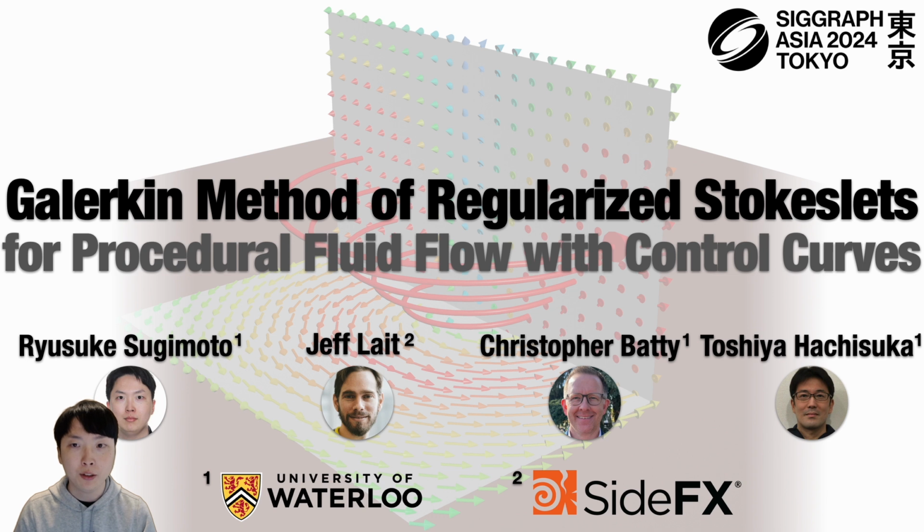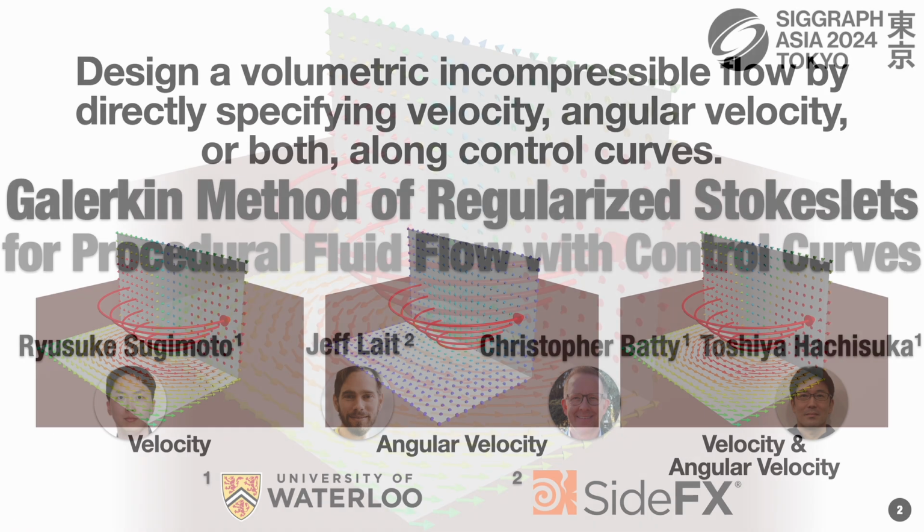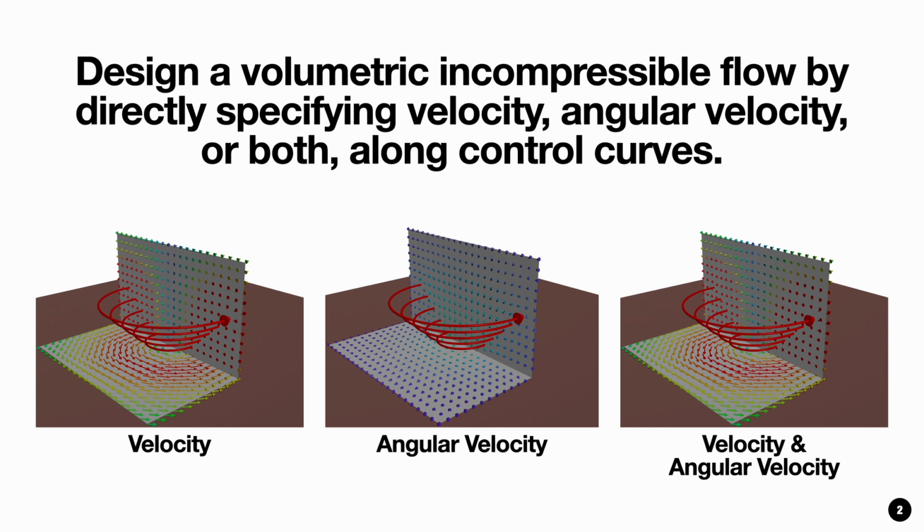In this video, I'll talk about our SIGGRAPH Asia 2024 Technical Communication Submission, Galerkin Method of Regularized Stokeslets for Procedural Fluid Flow with Control Curves. I worked on this project with Jeff Lait from Side Effects and Christopher Batty and Toshiya Hachisuka from the University of Waterloo. In this work, we introduce a volumetric incompressible flow design tool that lets users directly specify velocity, angular velocity, or both of them, along control curves.